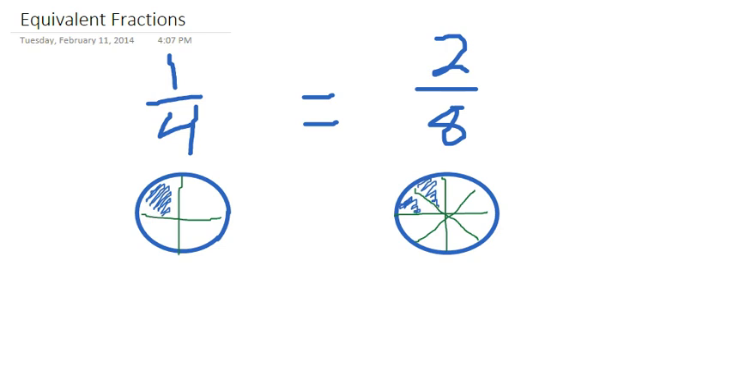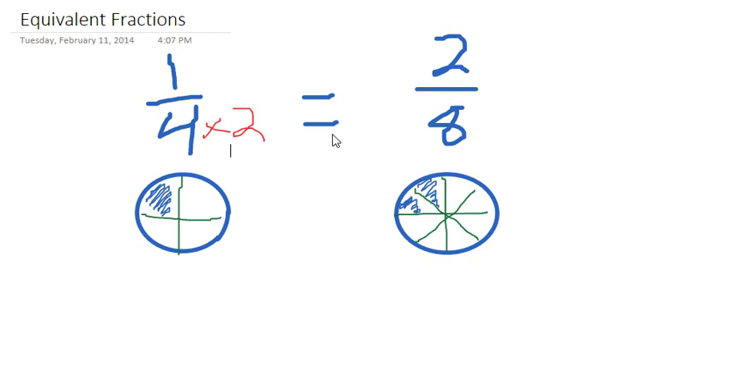Well, what did we actually do here in this circle? We actually made 2 more for every section. We multiplied each of these sections into 2, and we doubled them. Well, each of these sections represents our denominator. So we actually multiplied our denominator by 2. Well, 4 times 2 equals 8. 4 of these, and I multiplied each of them by 2, we get a total of 8.